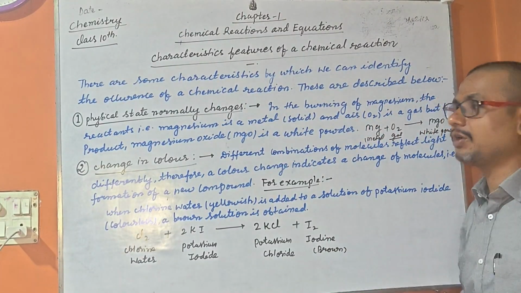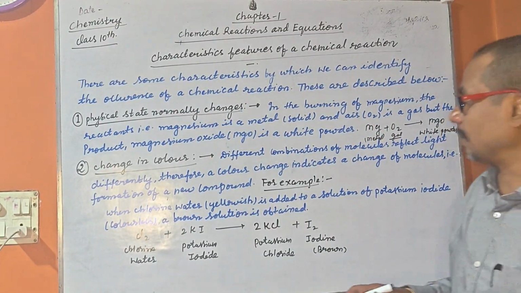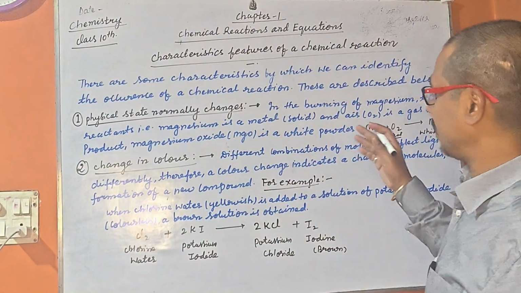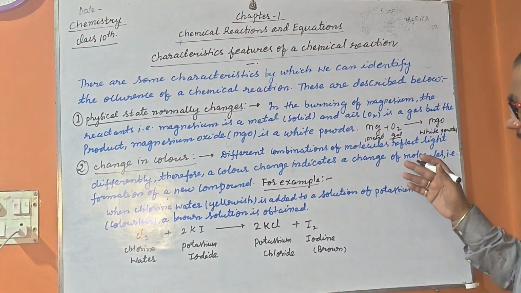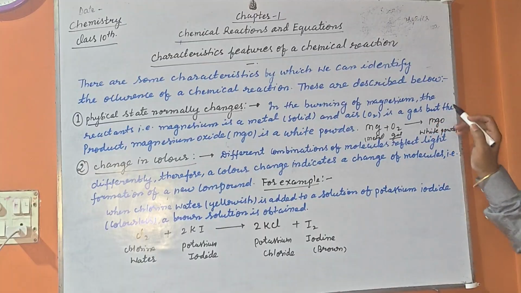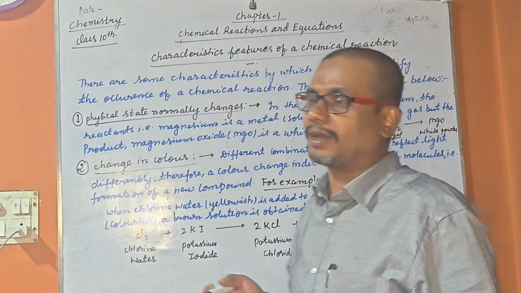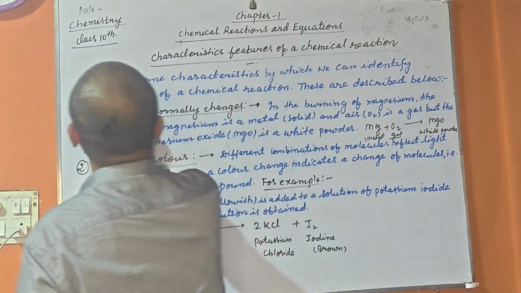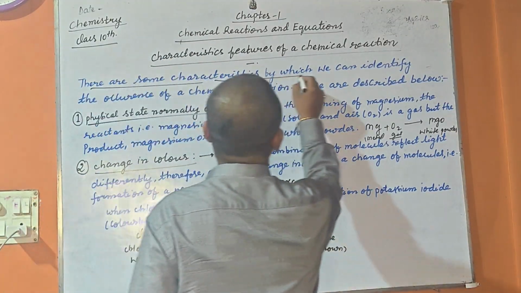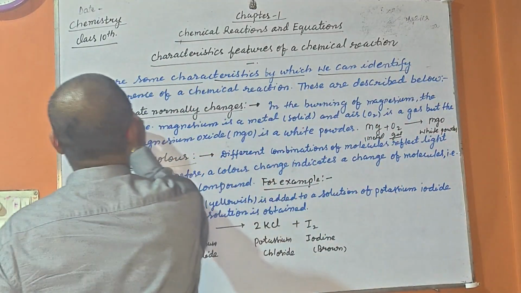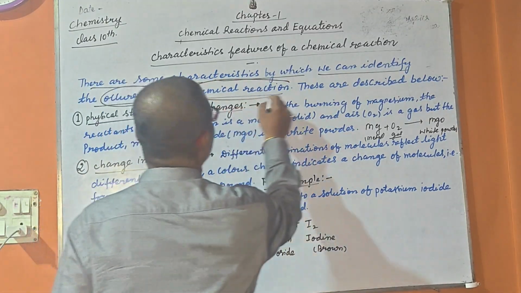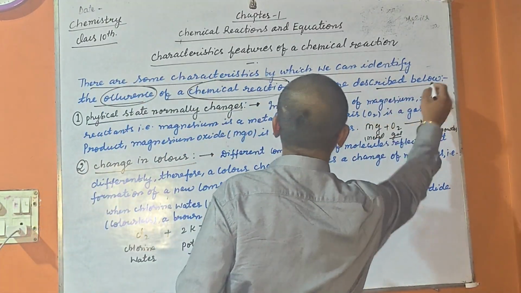Today I come with a new video. We are discussing chapter number 1. We already know chemistry class 10, and we are reading the chapter Chemical Reactions and Equations. Today's topic is the characteristic features of a chemical reaction. There are some characteristics by which we can identify the occurrence of a chemical reaction. These are described below.